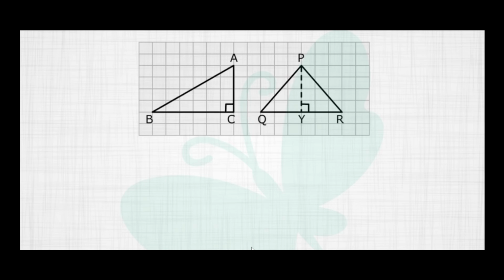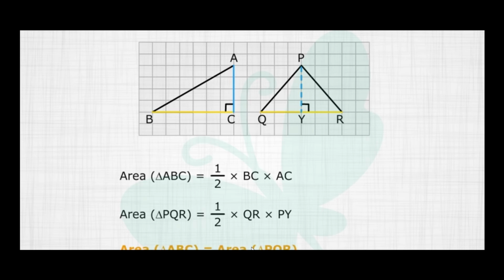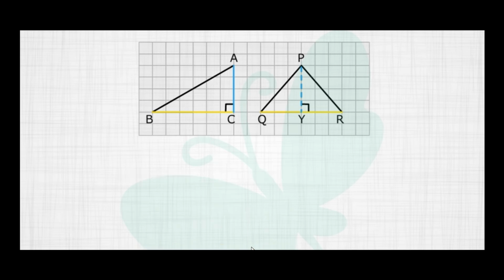Now, in the second case, here are the two triangles that we've drawn. They are not congruent, as you can see, but their areas are the same. You see the bases? They are the same. The height, the altitude, yes, that is the same as well. And since the area is half into base into height, and base and height are the same, the area is the same. But look at the three sides.